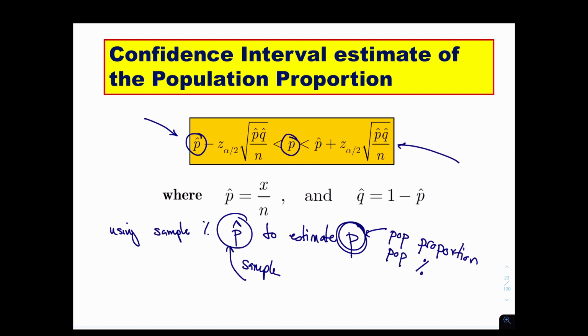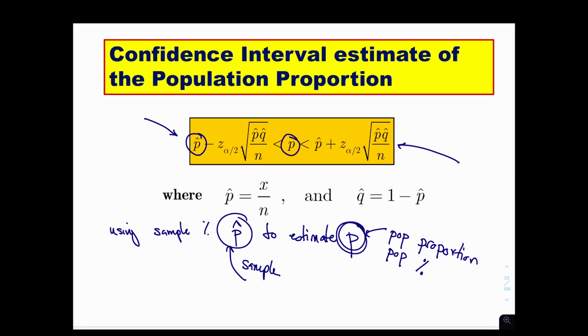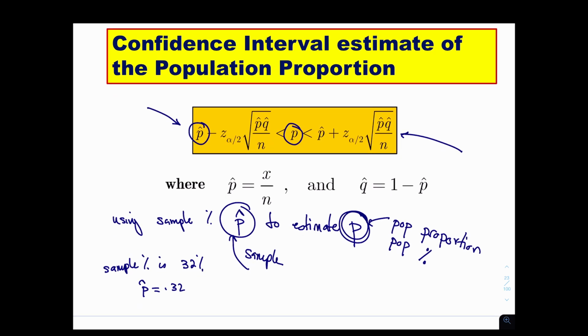Now, sometimes P hat will be given to you, sometimes not. So if I say the sample percentage is, let's say, 32%, that means I've given you P hat, and that's 32% or 0.32. And sometimes instead I'll say X is 17 and N is 85, and here you have to find the sample percentage yourself by dividing part by the whole.